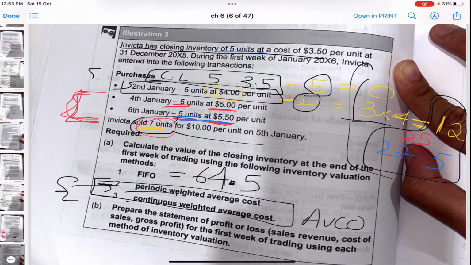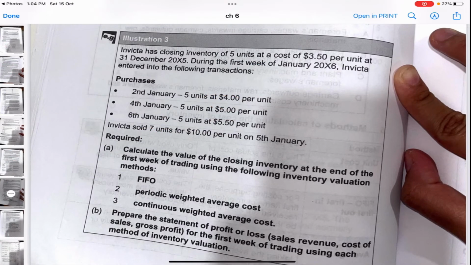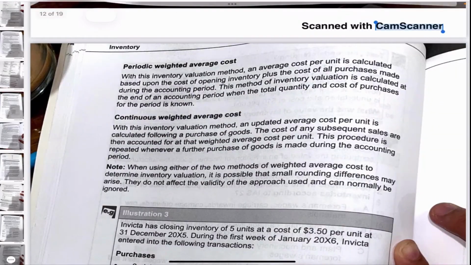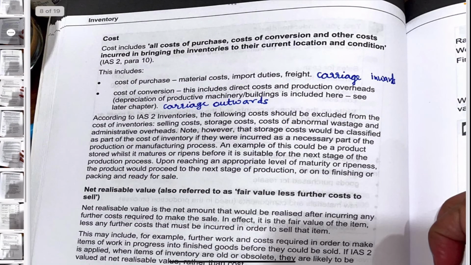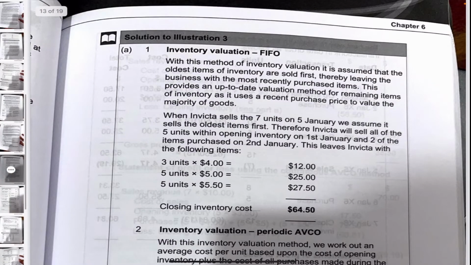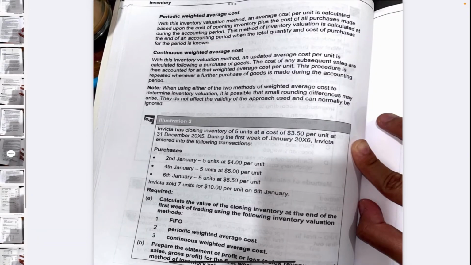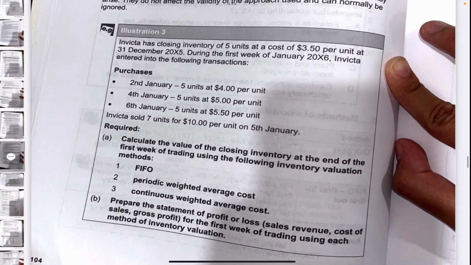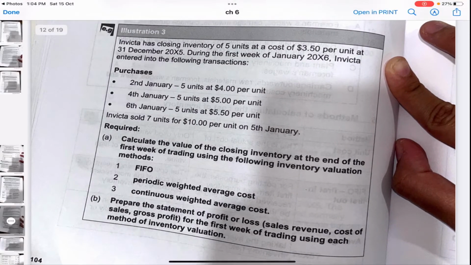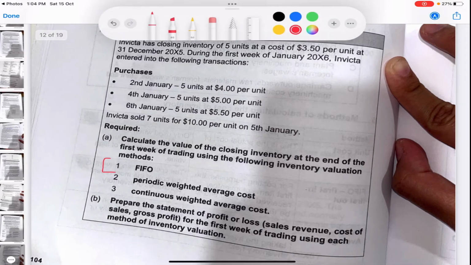Okay, now let's come to Invicta. I know there's a lot of mess in this PDF. Let me just clear it. Invicta has a, okay, for now we're not doing the 2 and 3 part. We are just doing the first part.